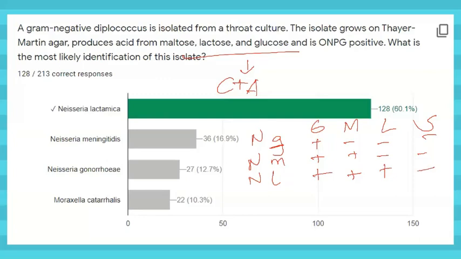Then Neisseria sicca produces acid from glucose, maltose, and sucrose, but not lactose. Neisseria elongata is negative for all of these, as well as Moraxella catarrhalis, negative for all of these tubes. So the answer here would be Neisseria lactamica.